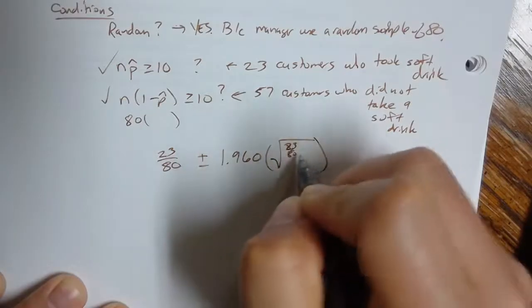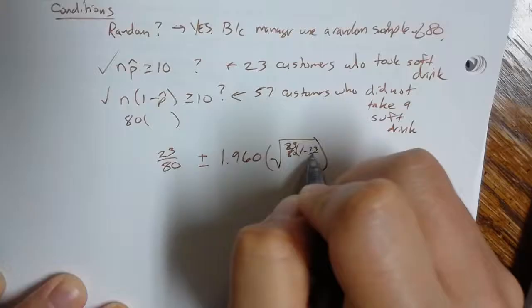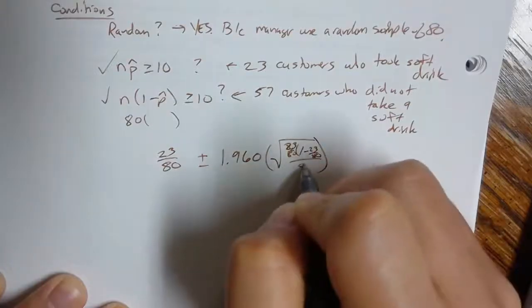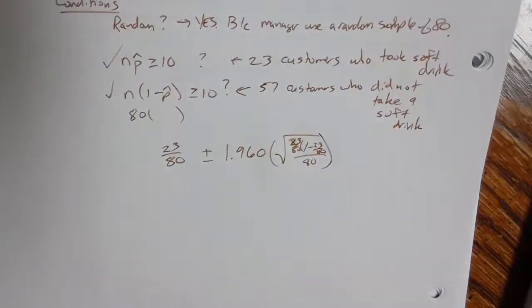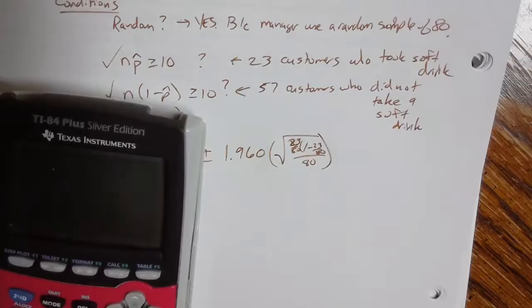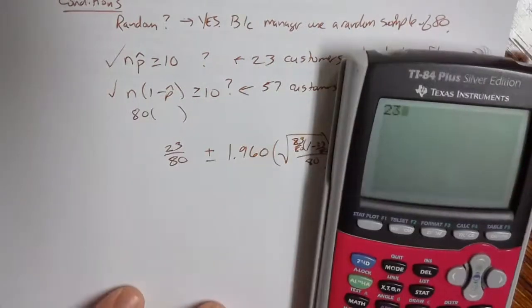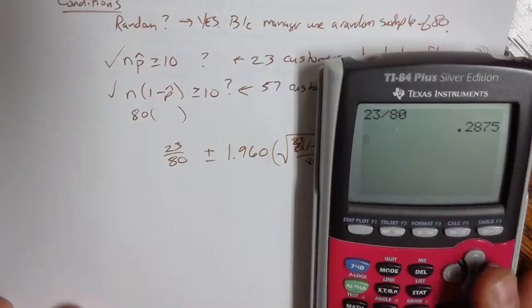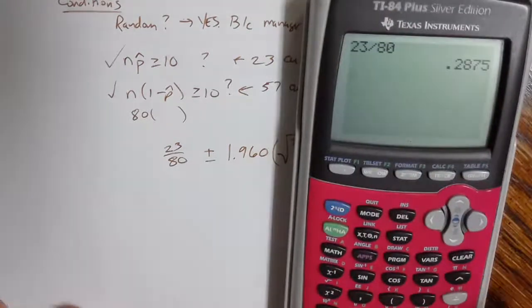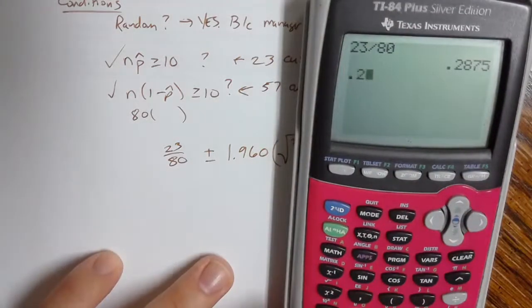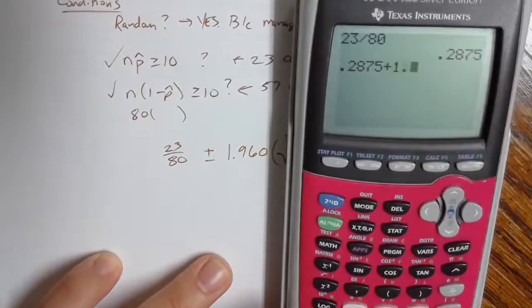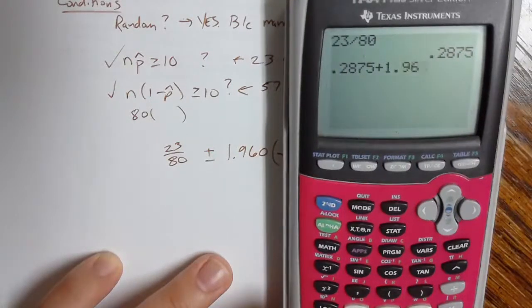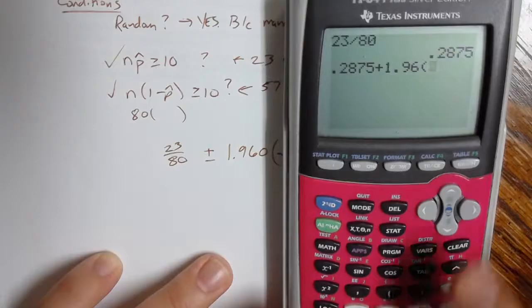23 over 80 times 1 minus 23 over 80, all over 80. When we type this in, it might actually be a little more convenient just to get the decimal version of this. So if we want to use the 0.2875 when we type this in, it might be a little bit easier to work with. So let's see what this confidence interval is going to give us here. I'm going to have to type it in twice.